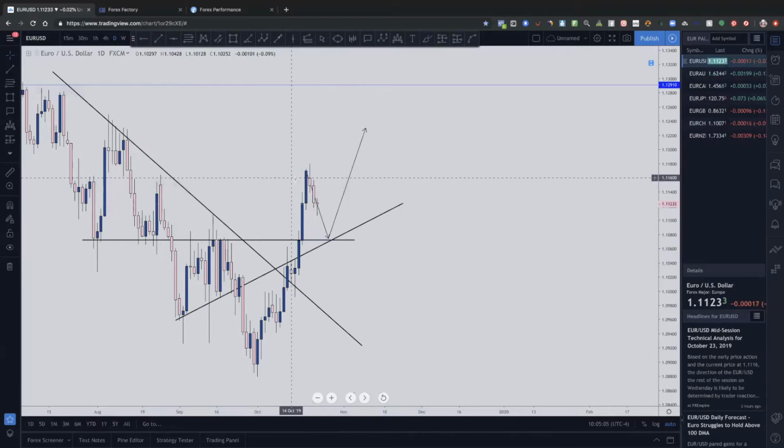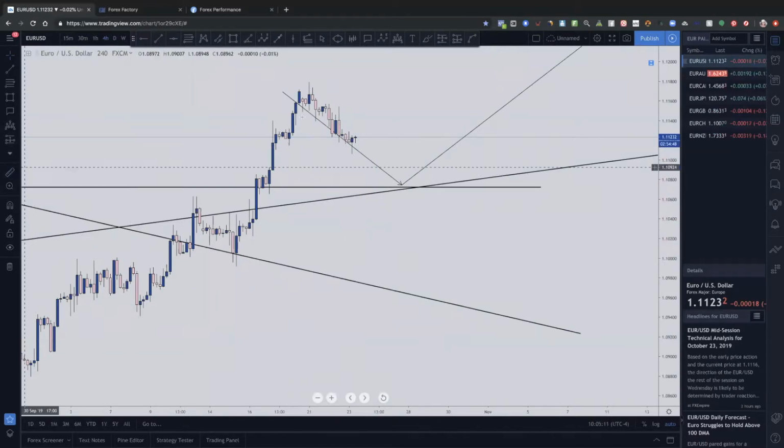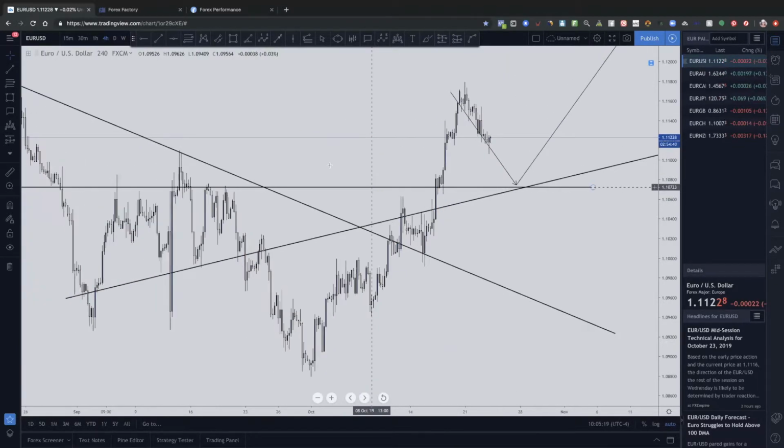So at this moment, so far, my analysis for it coming down to structure is playing out. I'm very happy about that. And so far, it's been about 60 pips. So let's see if we can get it down to this area, check for reaction, and possibly a bullish continuation.